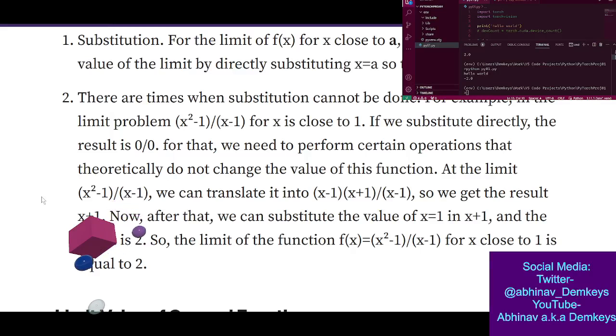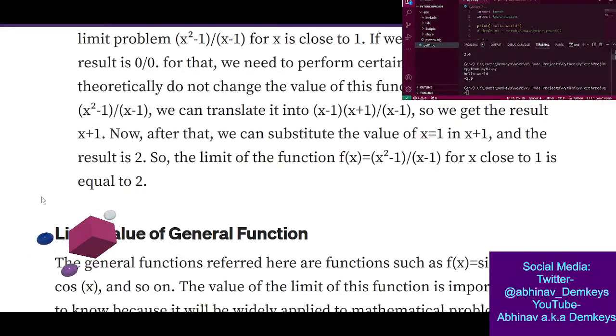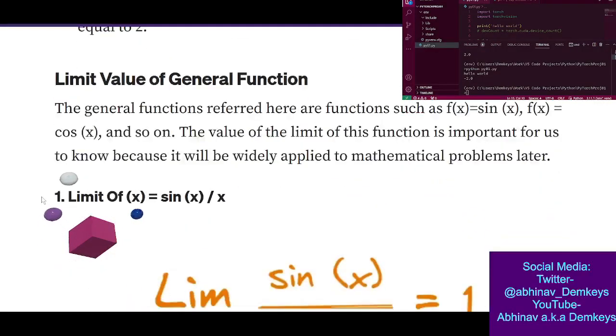Okay. So we get the result x plus 1. Now after that, we can substitute the value of x equals 1 in x plus 1. And the result is 2. So the limit of the function f of x equals so-and-so for x close to 1 is equal to 2. I'm going to need to read that again so I'm able to imagine it.